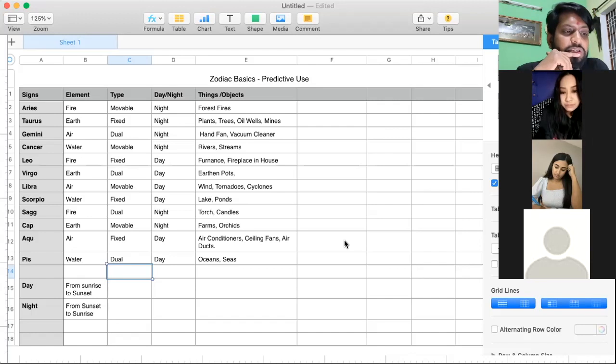Does that go for the strength of the houses too? So if you're a day birth, the houses with the day signs are stronger? Yes, correct. Because houses are empty things, you know, and only the signs make them stronger.